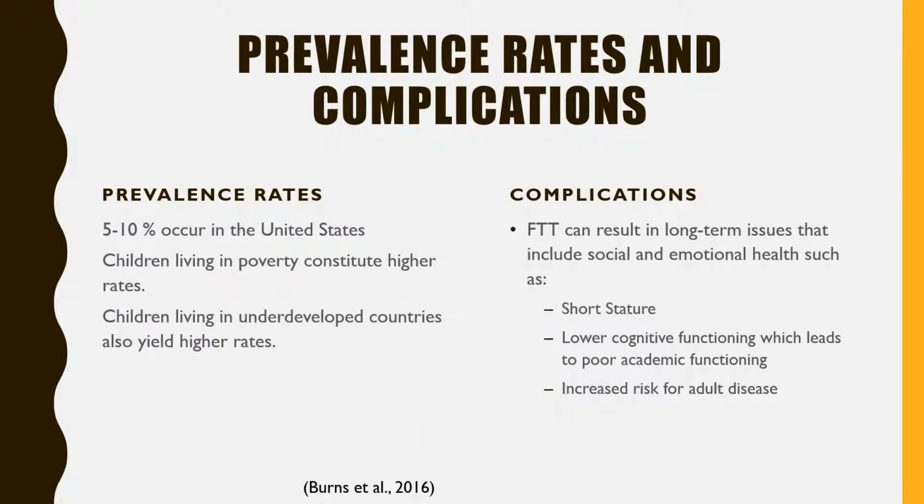So what are the prevalence rates and complications? 5 to 10% occur in the United States. Children living in poverty have higher rates, and children living in underdeveloped countries also have higher rates. Complications: FTT can result in long-term issues that include social and emotional health problems, such as short stature and lower cognitive functioning, which leads to poor academic functioning and increased risk for adult disease.